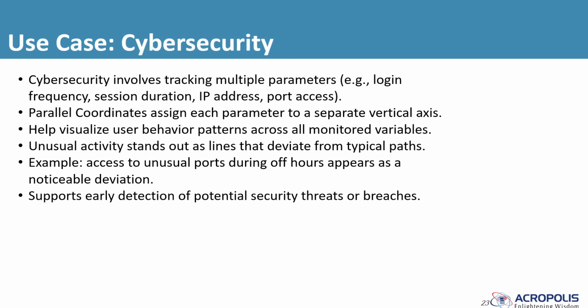In cybersecurity, parallel coordinates assign each parameter to a separate vertical axis. It involves tracking multiple parameters, for example, login frequency, session duration, IP address, and port access, which supports early detection of potential security threats and breaches.